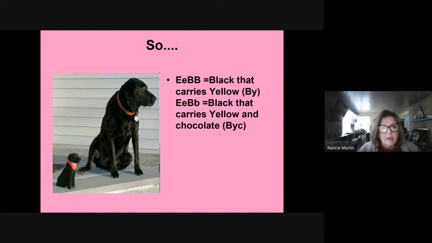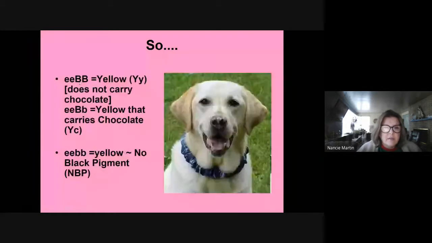Now here, this is going to be a yellow lab. It would have been a black lab if this epistatic gene wasn't masking the black. So in this instance, we're going to have a yellow lab that is carrying black, not carrying chocolate. Here we have a yellow lab because of the little e's, that is carrying both black and chocolate.